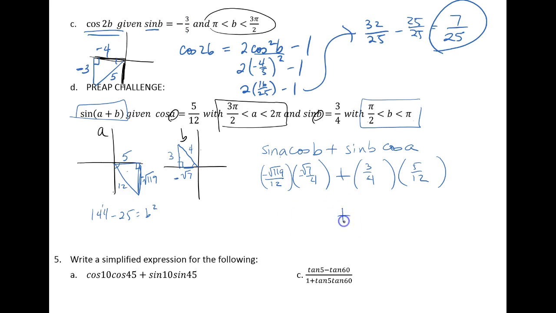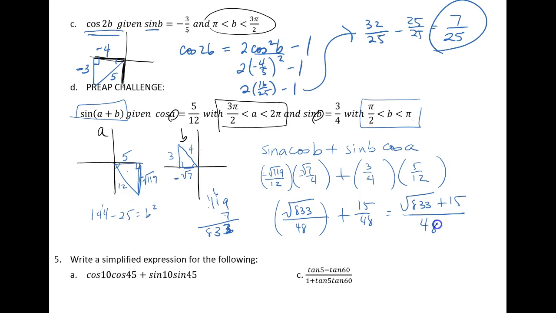Gross. Okay, so the denominator I can do, that's a 48. And then negative times a negative is a positive. This is going to be the square root of... let me multiply this out to the side. What's 7 plus 6? 13? 833. Gross. Plus, over here, 15 over 48. So the answer is root 833 plus 15 over 48. And that's why it would be a bonus or a really high point problem. Lots to do, lots of steps, lots of ugly numbers.